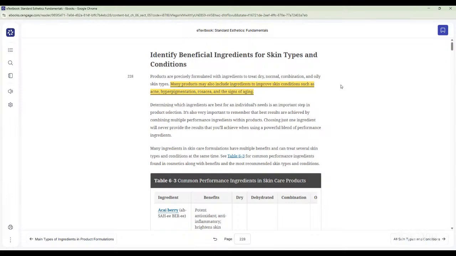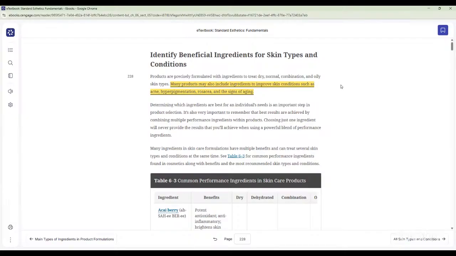It says determining which ingredients are best for individual needs is important. It's an important step in product selection. You've got to know what's going on with the client before you go and grab product. And how do we know that? From conversation, from client consultation, from client record cards, from asking them questions about what have you been doing? When was the last time you had a service? Have you ever had this kind of service? Why were you getting this? What's your lifestyle? Where do you work? All of that plays a part. So you've got to have conversation with them. You've got to collect some data from the consultation.